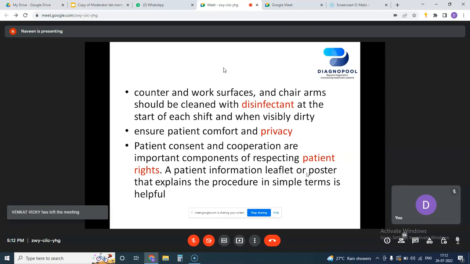Ensure patient comfort and privacy, and also understand the patient's rights. The patient has a right to accept phlebotomy or even to deny phlebotomy, and verbal consent from the patient is to be taken.